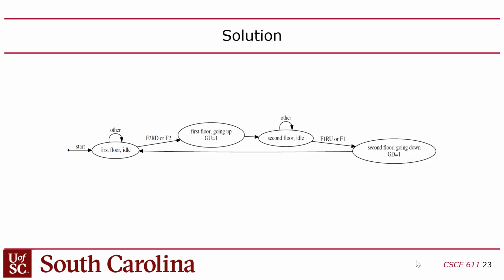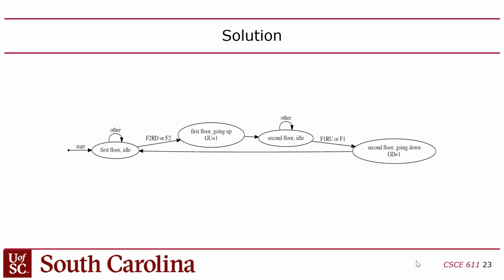So I had a state called first floor idle, which was my reset state. And then I had a state first floor, I'm on the first floor, but I'm moving up. And then I had a second floor, I'm on the second floor, but I'm idle. And then another one where I was on the second floor and I'm going down.